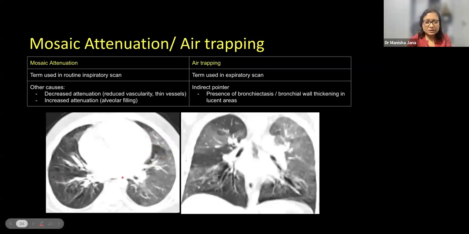And another pointer towards calling some area black because of air trapping is that if we see peribronchial thickening or bronchiectasis in the black area, that means that the bronchi or the airway on that side is inflamed. The wall is thickened. So during inspiration air can go in, but during expiration it is getting shut down and there is air trapping. So this is an indirect pointer to it. And whenever we see that the vessel density is less in a black area, then the black area is abnormal.